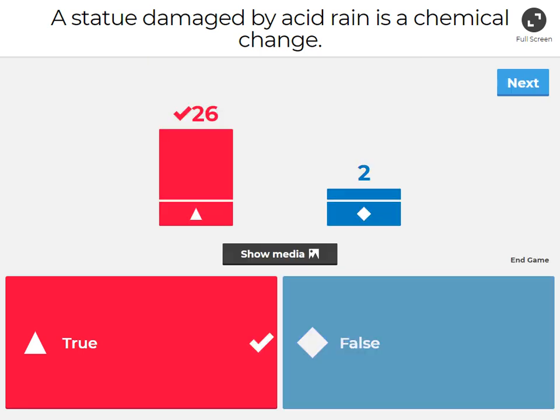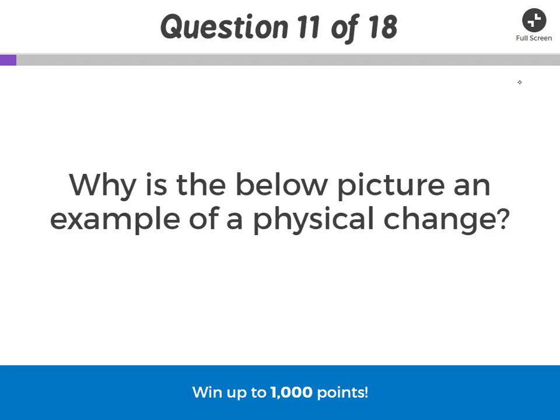All right, 28. Ooh, okay, so statues are made of marble or calcium carbonate, which is the same thing chalk is made up of, and shells. They grind up little aquatic organisms to make chalk for us. Anyway, acid rain reacts with it, which is eroding it and chemically reacting and making noses and eyes kind of disappear from statues. Why is the below picture an example of a physical change?